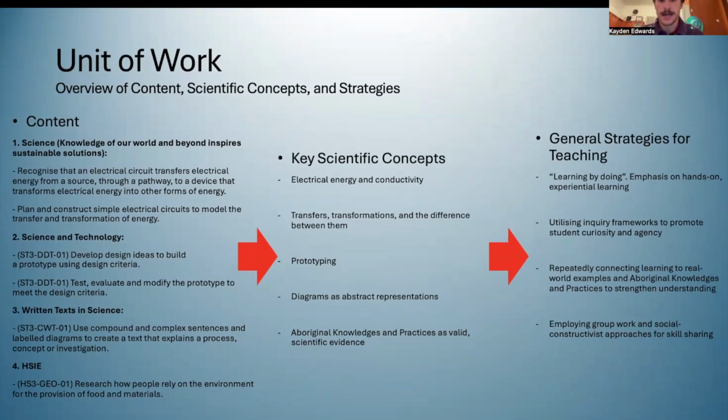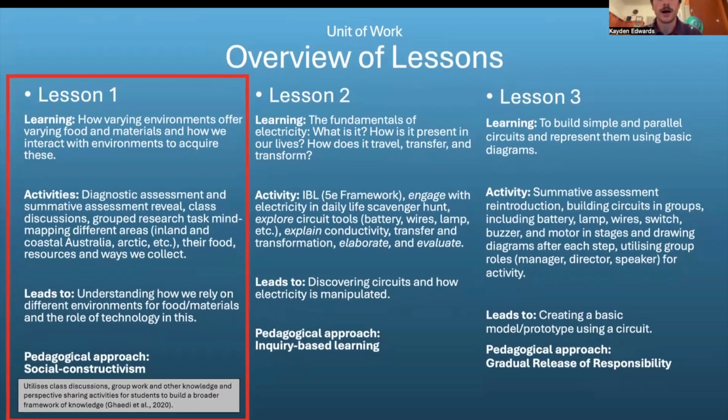The middle key scientific concepts, we're essentially focusing on electrical energy and conductivity. I feel like that's a pretty supreme scientific concept. Transfers, transformations, and their differences. Prototyping, diagrams as abstract representations, and also Aboriginal knowledges and practices as valid and scientific evidence, pardon me. And that also leads into our general strategies. Feel free to have a read. But let's dive a little bit deeper.